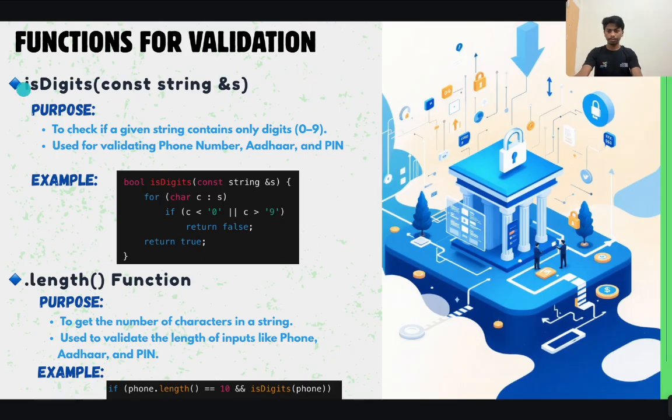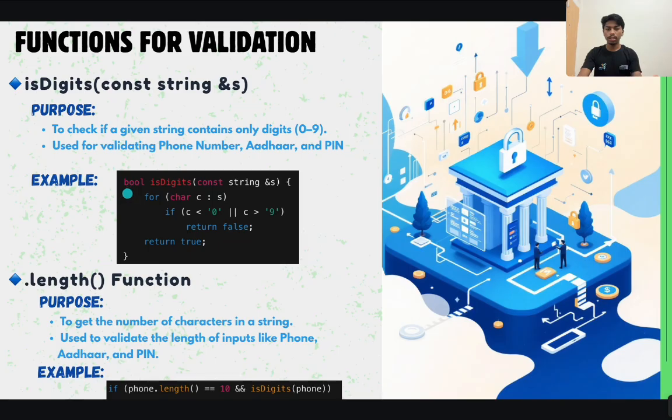Functions for validation. isDigit. So let's talk about the isDigit function. I have used this function to validate the user's input. For example, when the user enters their phone number, Aadhaar number or PIN, I wanted to make sure that the input contains only digits from 0 to 9 and no letters or special symbols. So the isDigit function helps check exactly that.